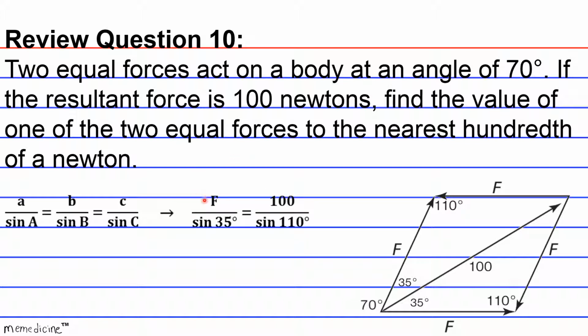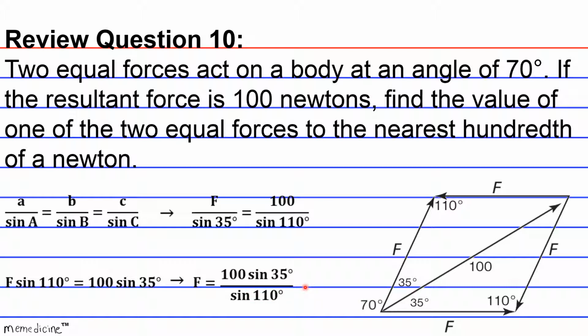Therefore, when we plug in our values, we get that F divided by the sine of 35 degrees is equivalent to the ratio of 100, side B, divided by the sine of 110 degrees, okay? And when we cross multiply in an effort to find out what F is, we get F times the sine of 110 degrees is equivalent to 100 times the sine of 35 degrees. Next, we're going to divide both sides by the sine of 110 in order to isolate F by itself. And we get that F is equivalent to 100 times the sine of 35 degrees, divided by the sine of 110 degrees.